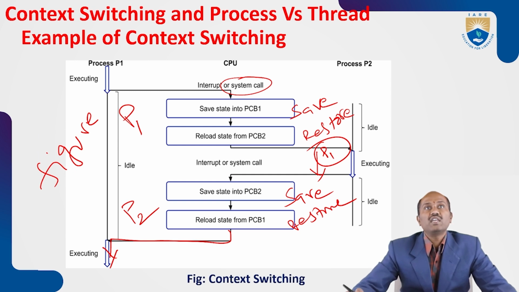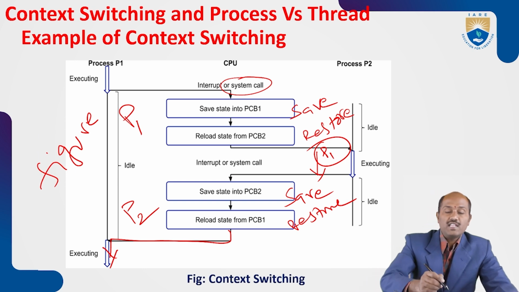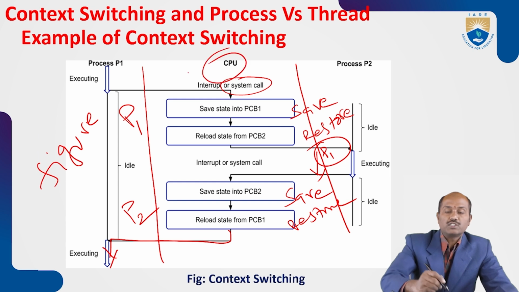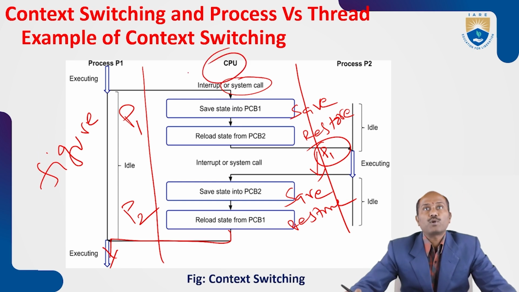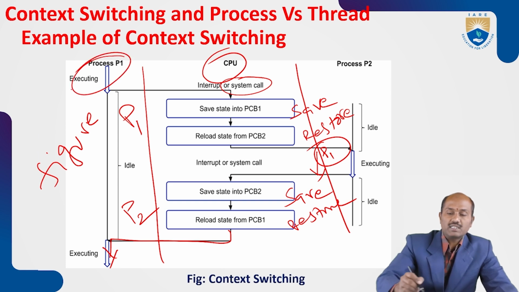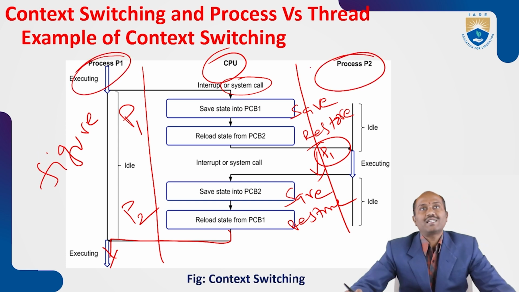This is the figure of context switching, showing how context switching is executed. Entirely, process 1 and process 2 are executing in the CPU, the central processing unit. See how process 1 and process 2 come at a time: process 1 comes at a time and process 2 also comes at a time.